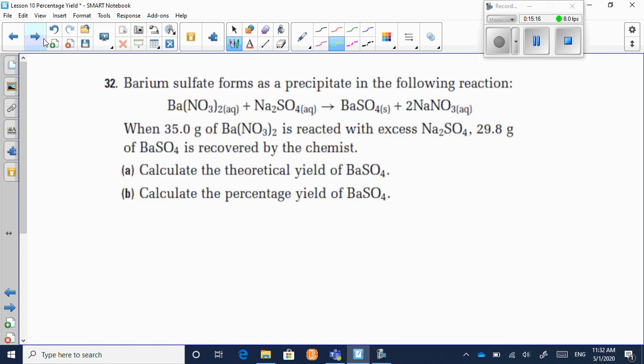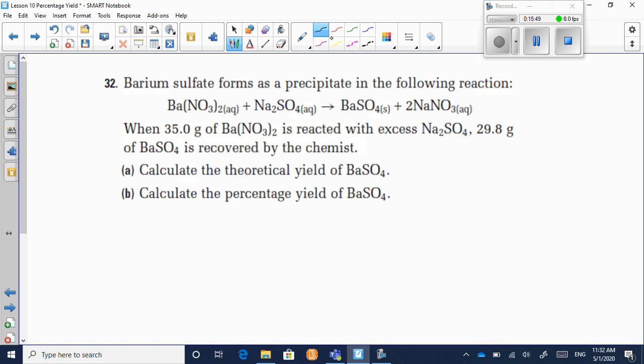All right, let's do one more question here. Here it is. We'll do this as a complete question. So it says barium sulfate forms as a precipitate in the following reaction. When 35 grams of barium nitrate is reacted with excess Na2SO4, sodium sulfate, 29.8 grams of barium sulfate is recovered by the chemist. Calculate the theoretical yield and then calculate the percentage yield.